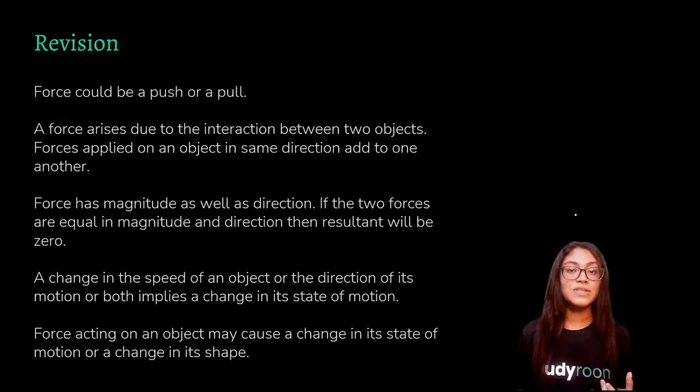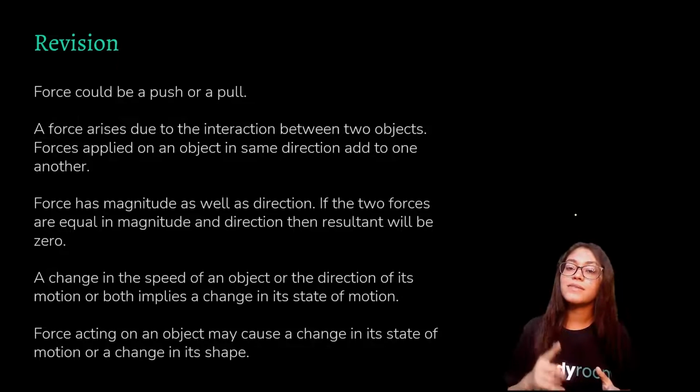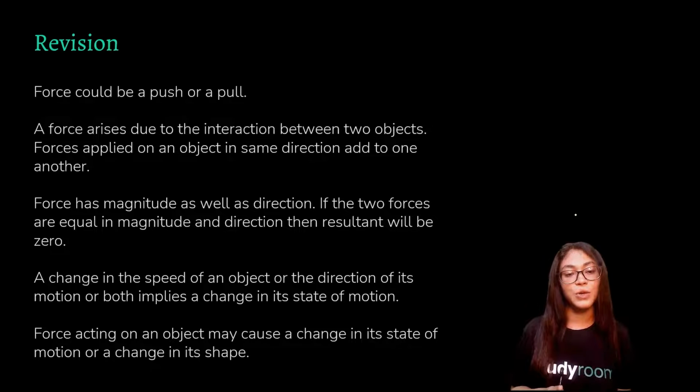Now let's revise whatever we learned in this chapter. Broadly, we learned about force, pressure, different types of forces, and the characteristics of forces. Force could be a push or a pull. A force arises due to the interaction between two objects. Forces applied on an object in the same direction add to one another, and if they are in different directions, the resultant is the difference of the two forces. Force has magnitude as well as direction. If the two forces are equal in magnitude and opposite in direction, then the resultant will be zero.